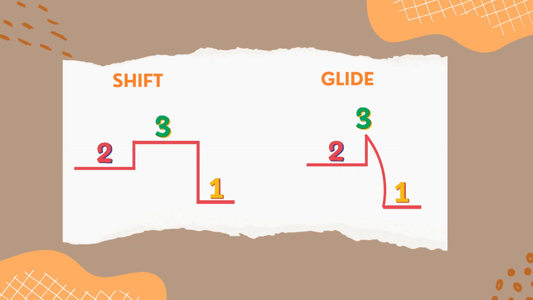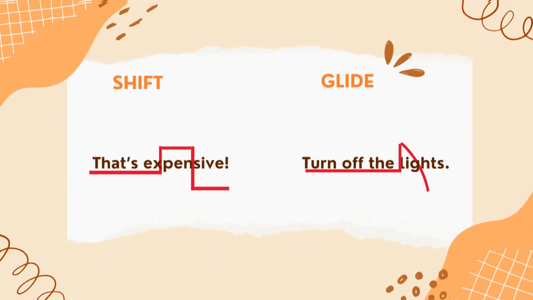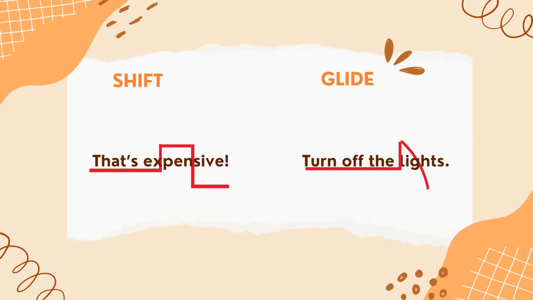We have two types of rising-falling intonation. Shift is when the voice is raised on the stressed syllable and goes down on the other remaining syllables in the sentence. Glide is when the stressed syllable is the last syllable in the sentence. There is movement within the syllable. For example, following the sentence pattern of shift: that's expensive. We know that the stress is on the second syllable of expensive. So we raise the bar to 3 and down for the rest of the syllables.